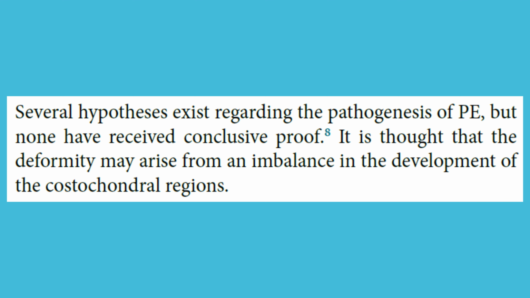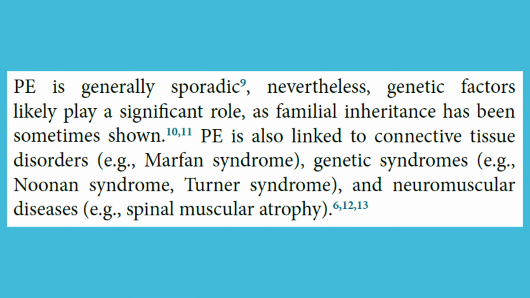Several hypotheses exist regarding the pathogenesis of PE, but none have received conclusive proof. It is thought that the deformity may arise from an imbalance in the development of the costochondral regions. PE is generally sporadic. Nevertheless, genetic factors likely play a significant role, as familial inheritance has been sometimes shown.